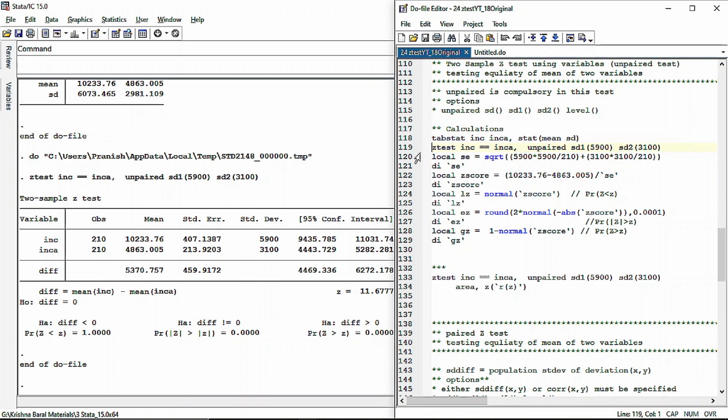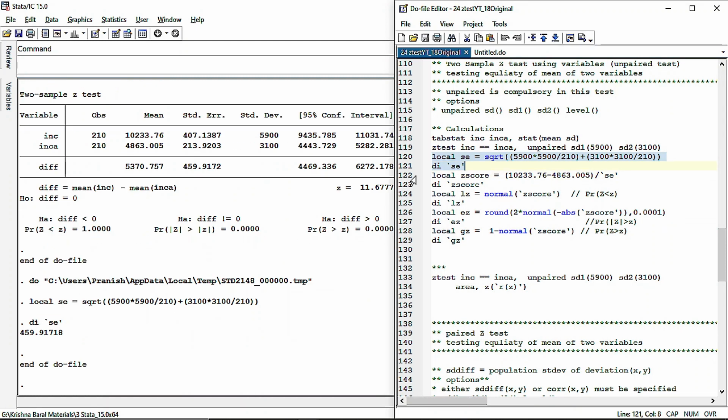And this is our tabulation. We want to see how we calculate this standard error, and we use this formula: the square root of sigma 1 squared divided by the sample size plus sigma 2 squared divided by the sample size. We assume they are independent, that is why we didn't take their covariance or correlation. Let us see whether we get the same value. It is 459.97, and this is what we get. They are one and the same.